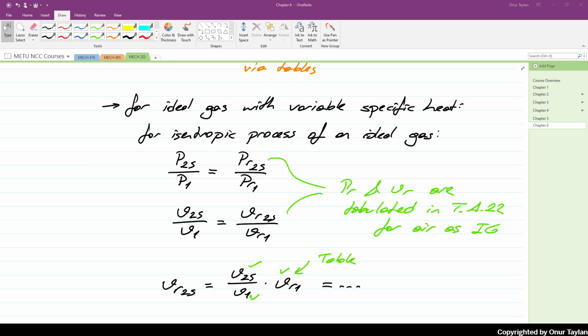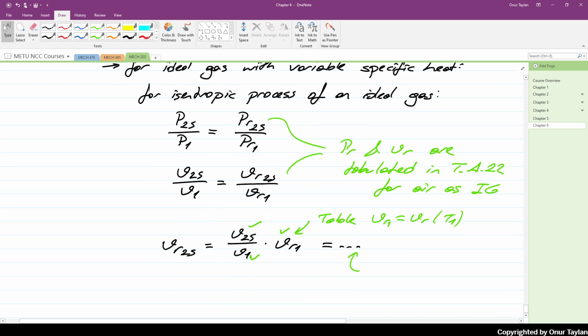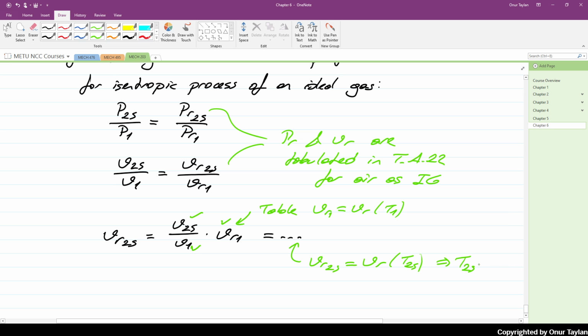So when I say table over here, this table means vr at T1. And once you know this value, vr2s is nothing but vr at T2s. Then from here, you can find T2s, which is the final temperature, which is what is asked. So this is the case if you have the variable specific heat, you need to use the tables. And we only have vr and Pr for air. For the other gases, we don't have them, so you don't have any option for those.